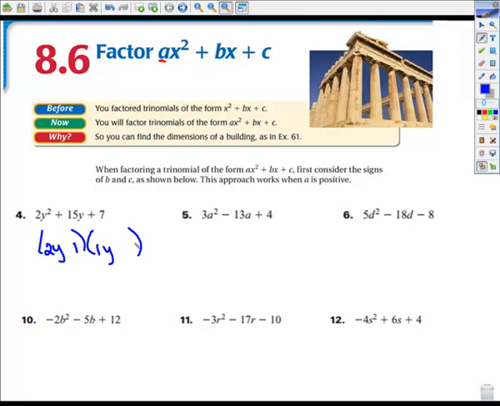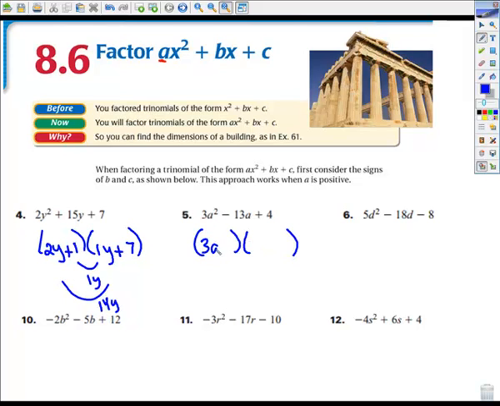So I'm going to try 1 and 7. So this gives me a 1y and a 14y. I can get a 15y if they're both positive. So my answer is 2y plus 1 and 1y plus 7. Yes, it's okay if you just make that y instead of 1y. Let's try these right here.